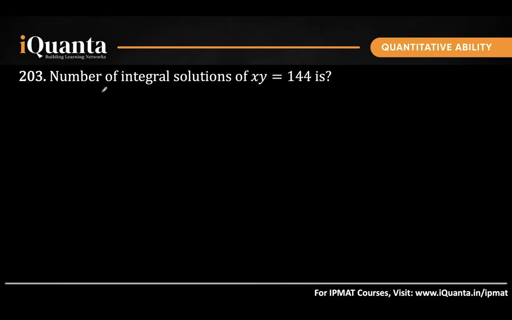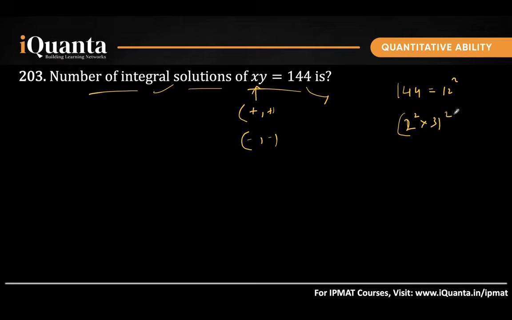Okay. Number of integral solutions of xy equal to 144. Integral solutions, that means the product of two numbers is 144. Both the numbers will either be positive because positive into positive is 144, or both the numbers will be negative. So obviously, when we talk about integral solutions, 144 is what? 12 square, and 12 is actually 2 square into 3, so that is basically 2 to the power 4 into 3 square. What is the total number of factors of this? Total number of factors is 4 plus 1 is 5, 2 plus 1 is 3, that means 15.